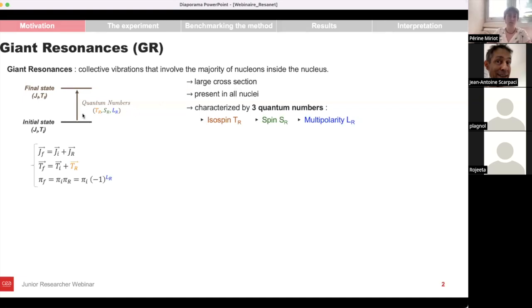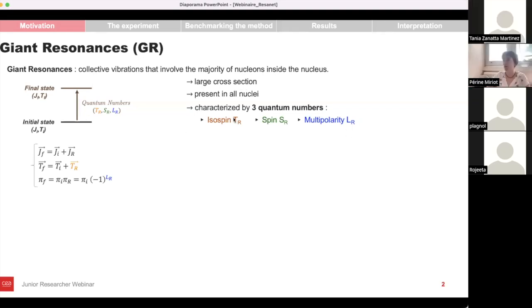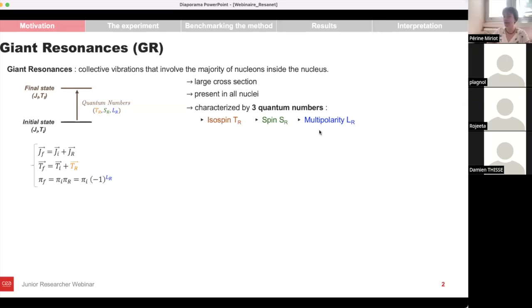And the giant resonances transition can be fully characterized by three different quantum numbers: the isospin, the spin, and the multipolarity. And since the majority of the nucleons are involved, the giant resonances have a macroscopic interpretation. And for each set of quantum numbers at play, we have a given macroscopic interpretation of the giant resonance.